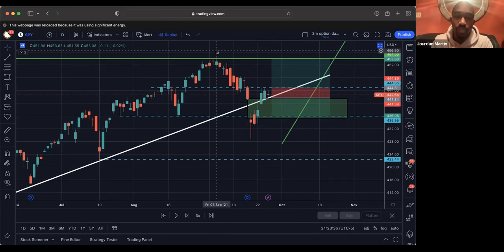Does it have to be off wicks? Should it be off wicks? It doesn't have to be off the wicks. It doesn't have to be. It's a matter of preference, right?